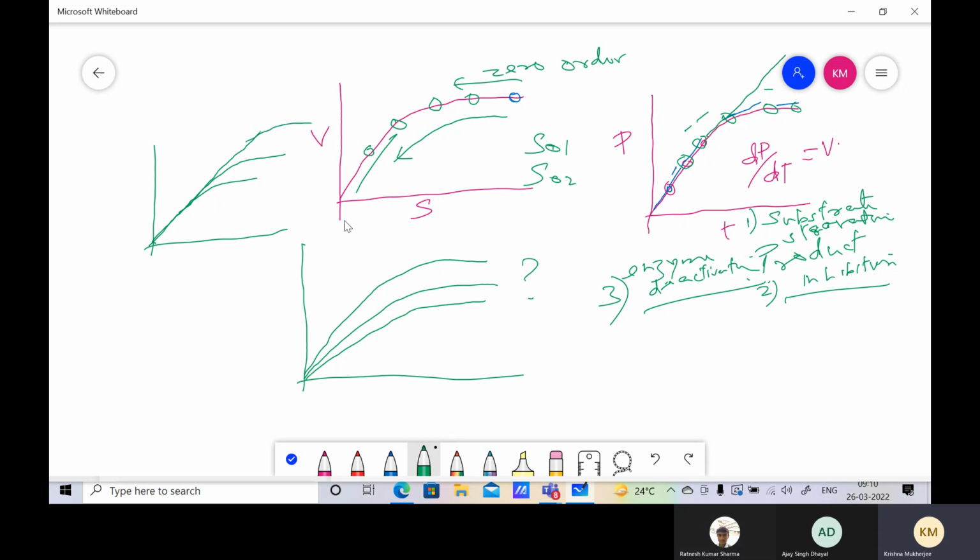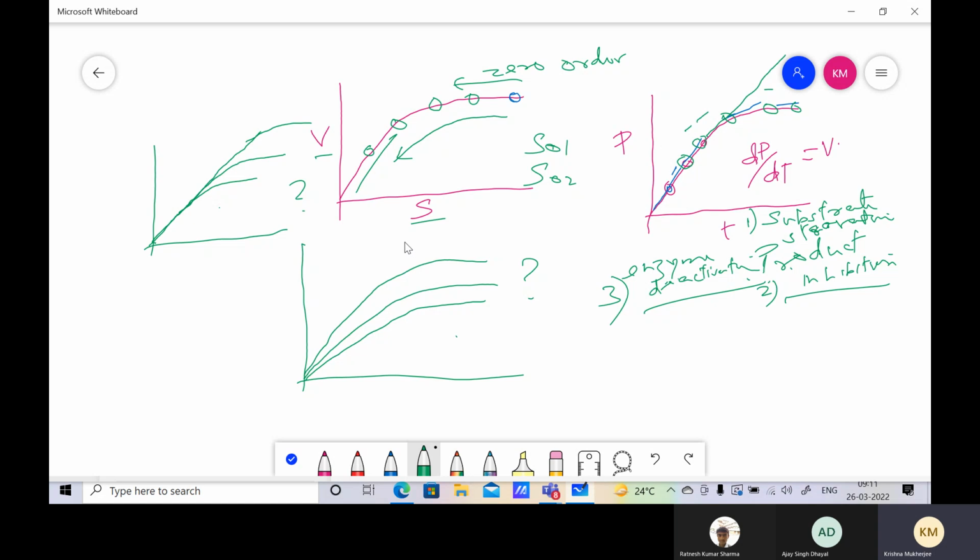Now, what does this graph tell me? Basic, very basic concepts, but to be applied. Very simple equation, V versus S. What does this graph tell me about substrate starvation, product inhibition, enzyme deactivation?